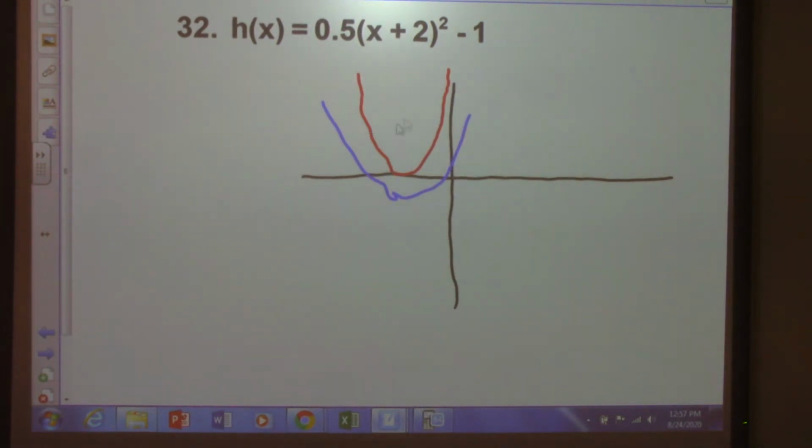So, allowing for inaccuracies in the drawing, where are we decreasing? We're decreasing on where?